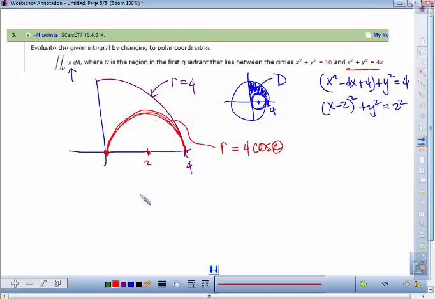Theta is equal to 0, r is equal to 4. So, okay, that makes sense. And then r equals 0, which is over here. Well, don't doubt yourself now. Let's go with this one.